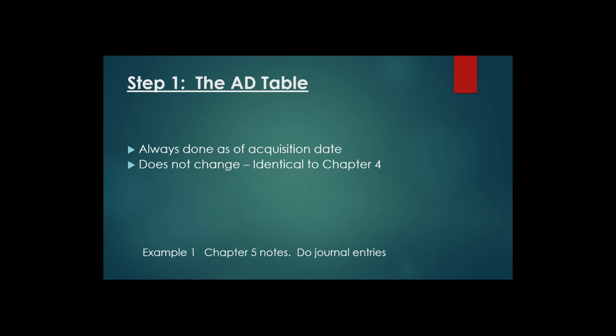So we know that our acquisition differential can be split out and due to a couple of different things, right? We know that there can be fair value differences due to depreciable assets. We know that there can be fair value differences due to non-depreciable assets. And what is the last thing that it can be due to? Goodwill.